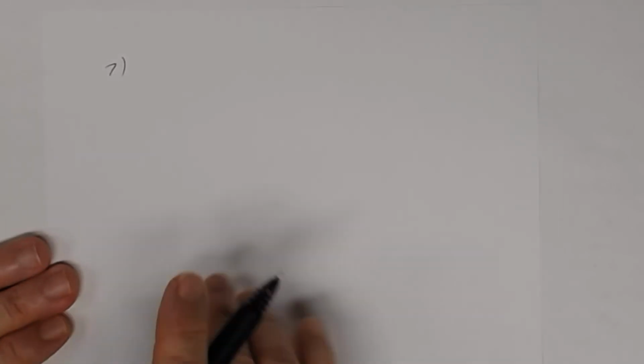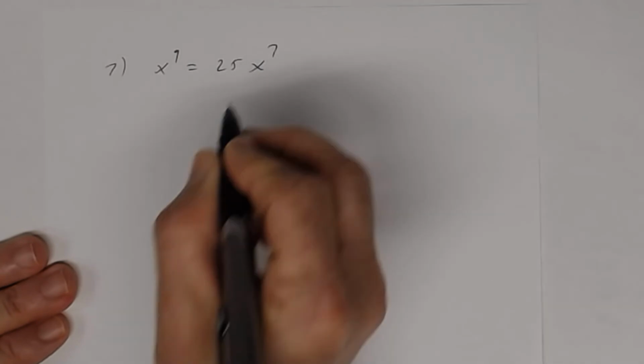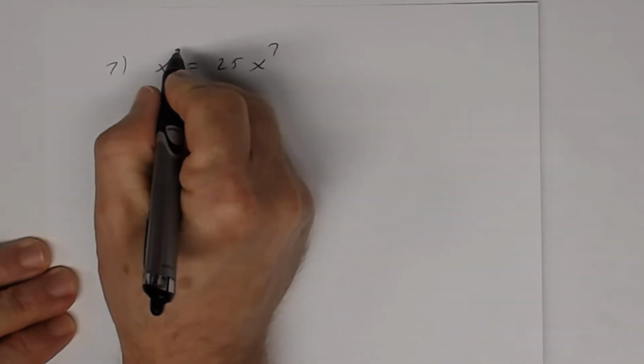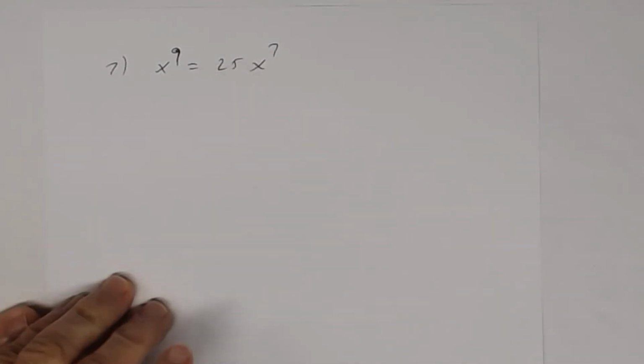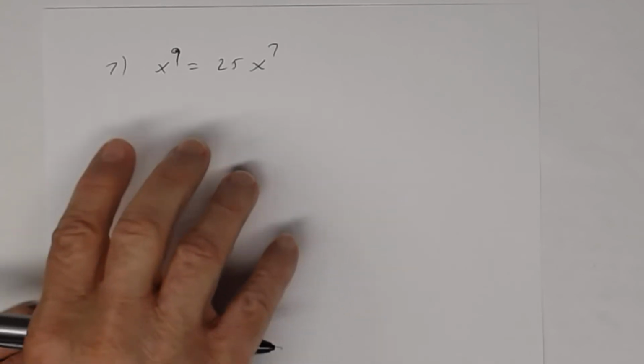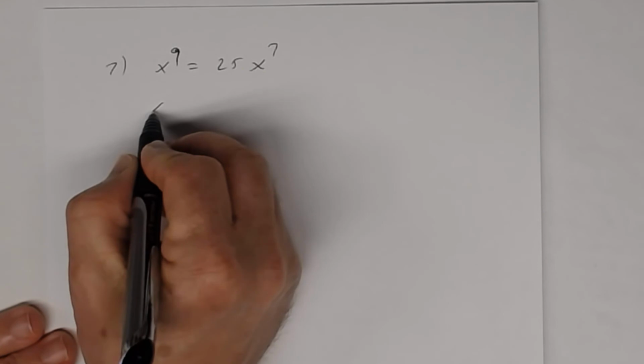So we do one or two more. Number 7. So in number 7, we have this one. We have x to the 9th equals 25x to the 7th. Okay, so remember the first thing you're going to have to do is to put this in standard form. You need 0 on the other side because at some point in all the problems we had to use the zero factor property. So we had to have 0. So let's put this in standard form.